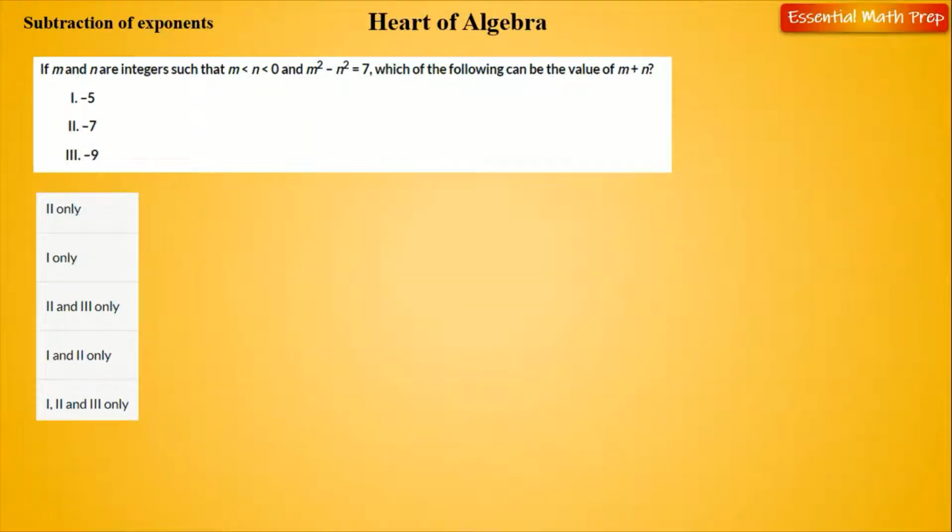Welcome back to another installment on exponents. This time around, we're moving on to subtraction of exponents, right?